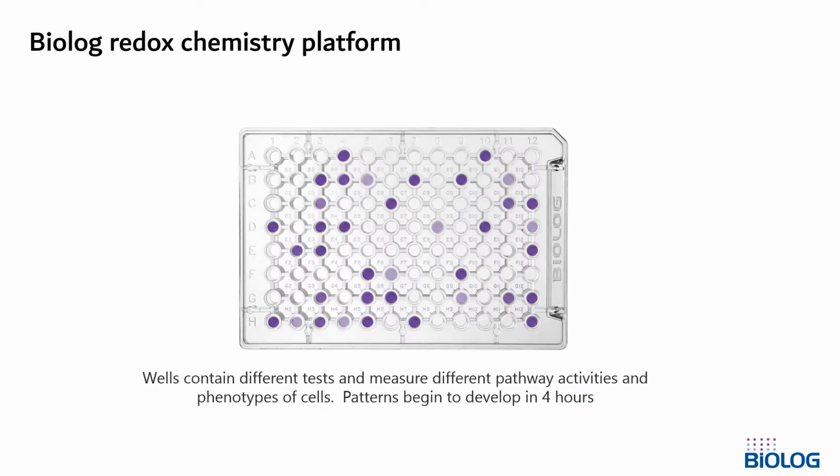The platform for all our assays is a standard 96 well microtiter plate. Each well contains a different substrate or an inhibitor along with our universal respiration reporter, and if the organisms can respire under this condition, the well turns a visible purple color that's non-reversible under physiological conditions.